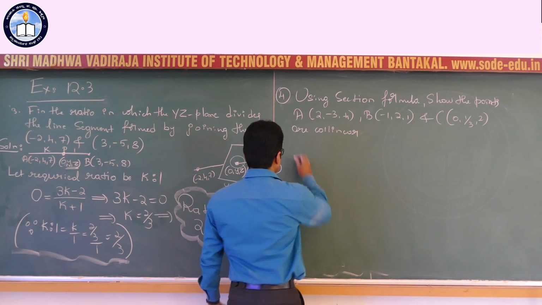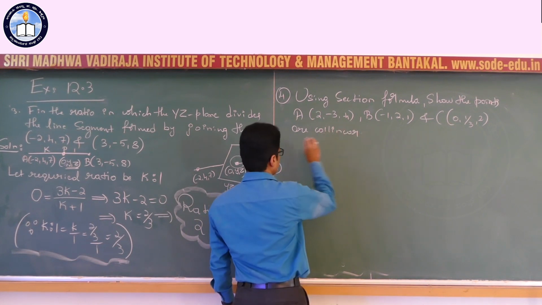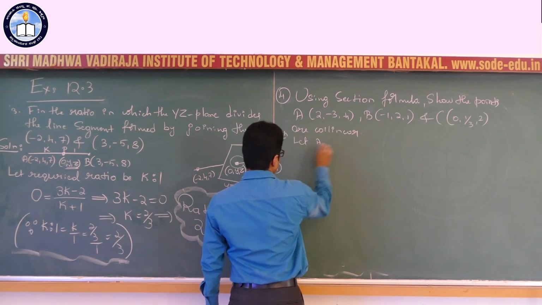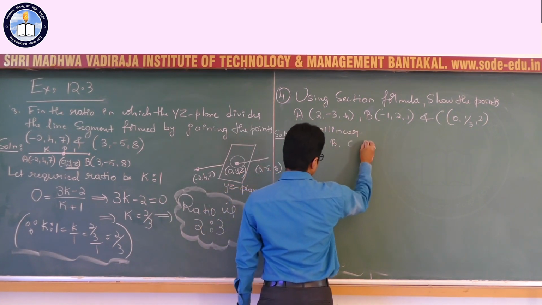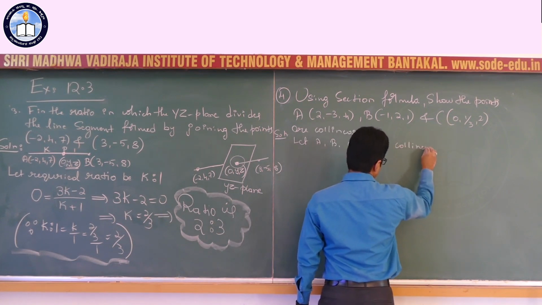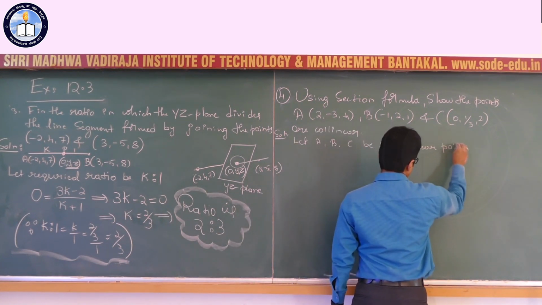So now let us assume that 3 points are collinear. The solution is like this. Let A, B, C be 3 collinear points. Let us assume in the beginning they are collinear points. Let us assume, okay.